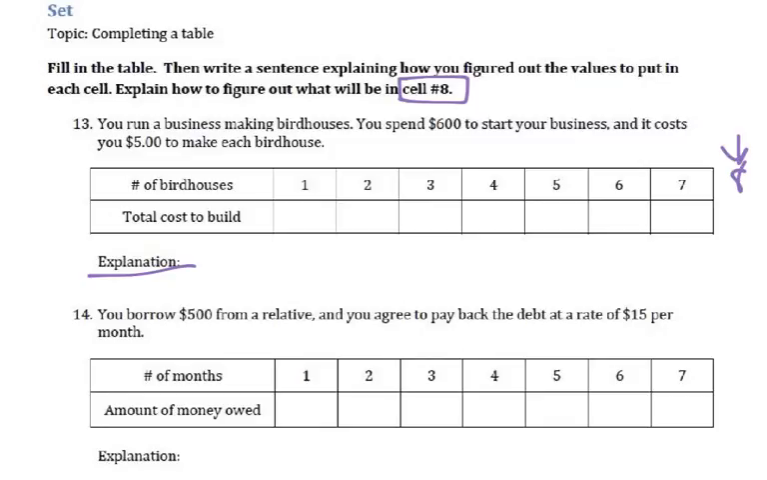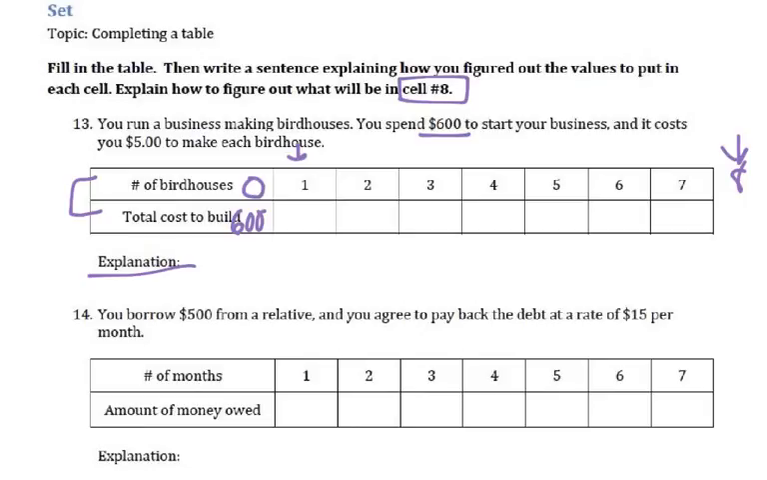So you run a business making birdhouses. You spend $600 to start your business, and it costs you $5 to make each birdhouse. So they've already given us the two groups, remember, which is the first part. The number of birdhouses, total cost to build. Okay, so we were told we spent $600 to begin with. So before we built any birdhouses, we had spent $600. Now they started with 1. So if we wanted to, we could write a 0 here and say, well, if I don't build any birdhouses, I still already spent $600.